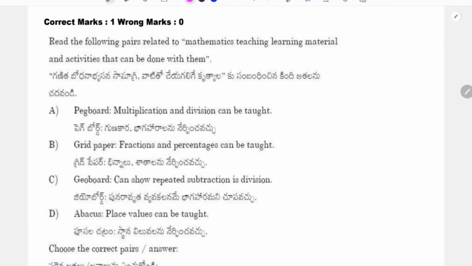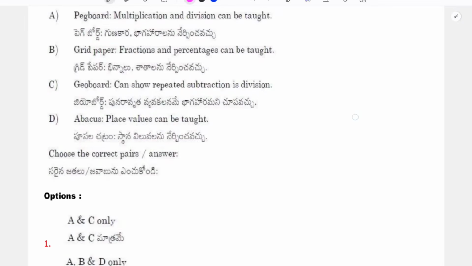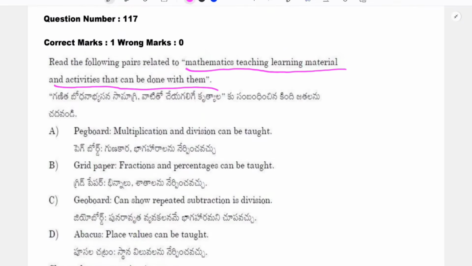Now, read the following pairs related to mathematics teaching, learning material and activities that can be done with them. Pegboard, multiplication and division can be taught. Grid paper, fractions and percentages can be taught. Geoboard can show repeated subtraction is division. Abacus, place values. So here, what are the correct options?